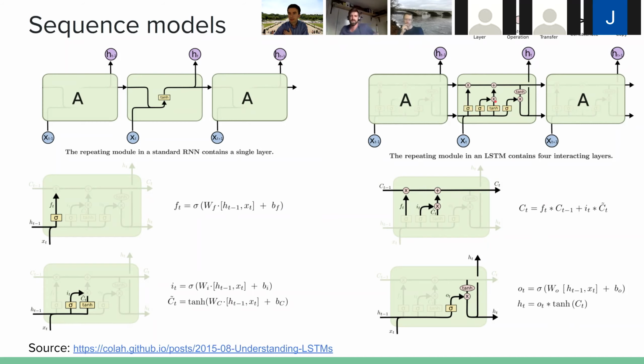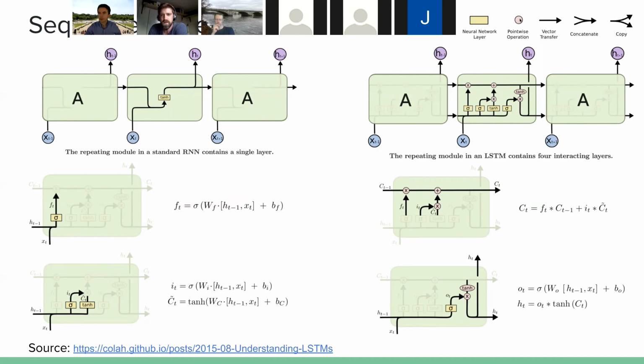Okay. And X means pointwise multiplication. Yeah. Plus means pointwise addition. Okay, thank you. There's a legend here. So the pink circle means pointwise operation, and yellow is actually a neural network nonlinearity in this case. And this is where we're combining vectors into one, concatenating, or just broadcasting, copying the same vector to two copies.